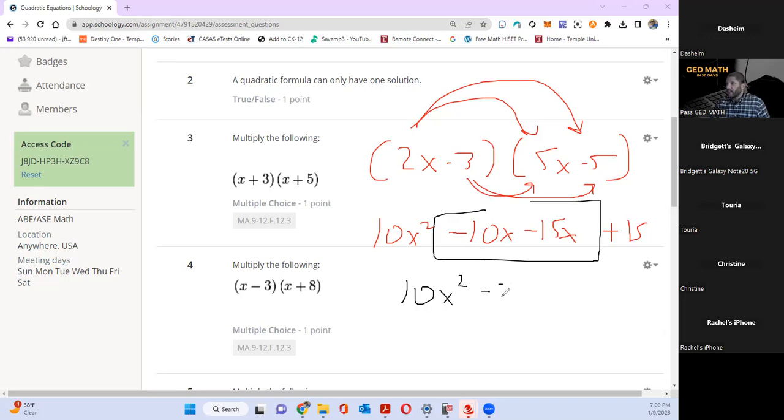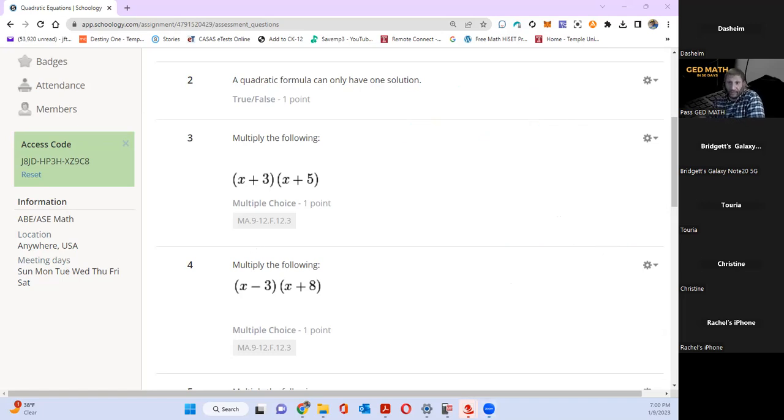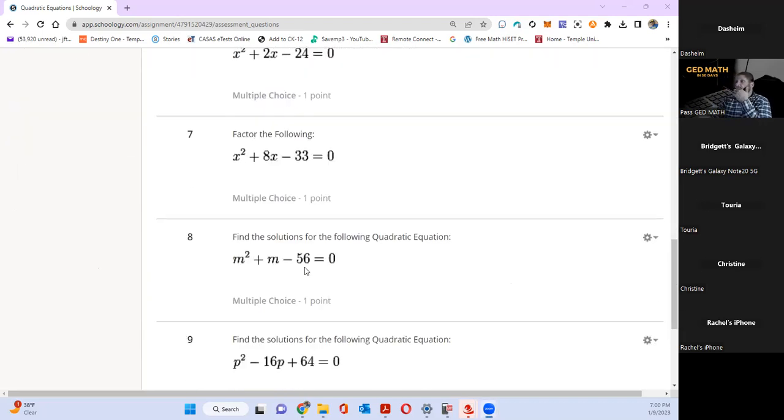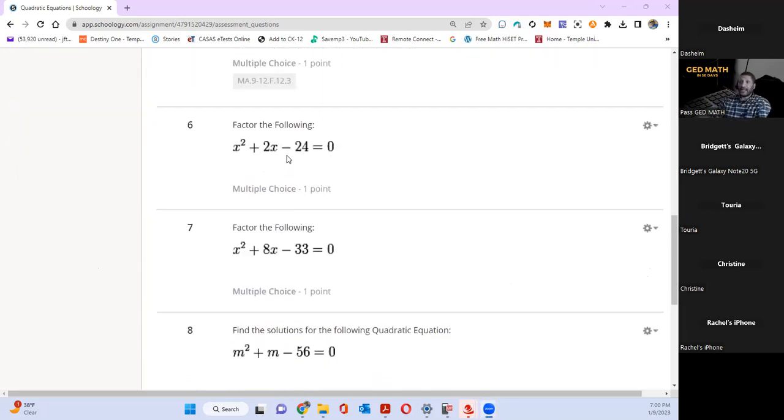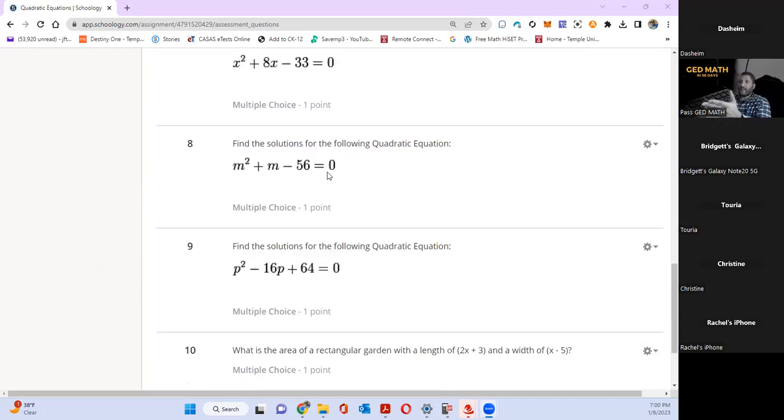10x squared minus 25x plus 15. A guaranteed problem. You will see it. Now, solving a quadratic equation. If you notice, it has factoring and it has finding the solutions. You have to understand the difference. We factor a quadratic equation to find a solution.